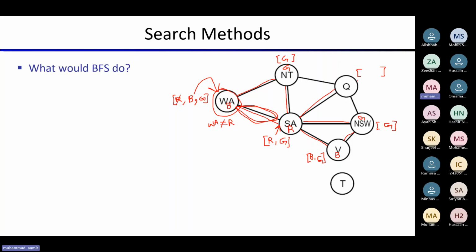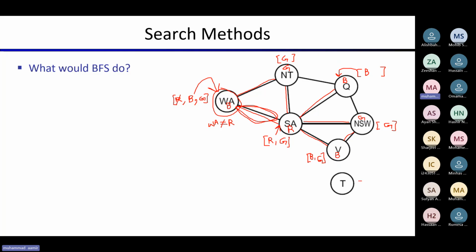Then we will go towards the state Q, and we'll see the domain of Q. The domain values of Q will be, we cannot assign green. We cannot assign red because red is in another neighbor. Red, green cannot be assigned. We can assign blue, so we will assign blue to this territory. And you can see all the states of the territories have unique colors.